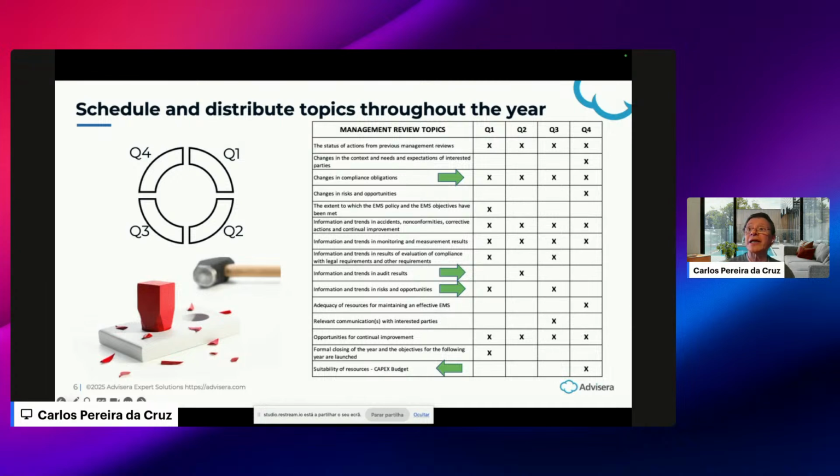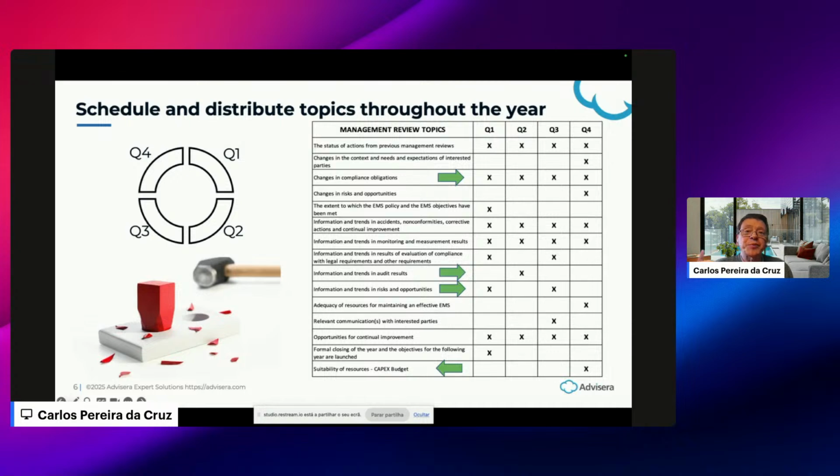Now, Jane asked, is there a recommended frequency for carrying out the management reviews? Well, ISO 14001 does not prescribe a specific frequency for conducting management reviews. True. However, it mandates that they must be carried out at planned intervals. The organization must determine the appropriate frequency based on its size, complexity, environmental impacts, and business needs.